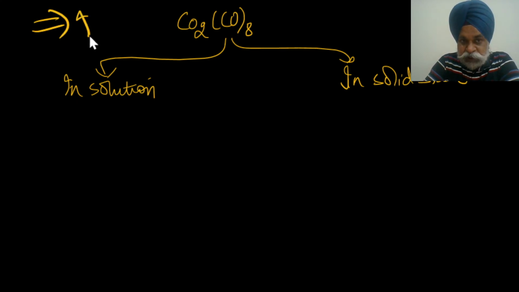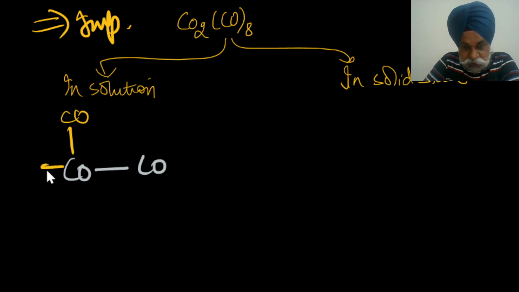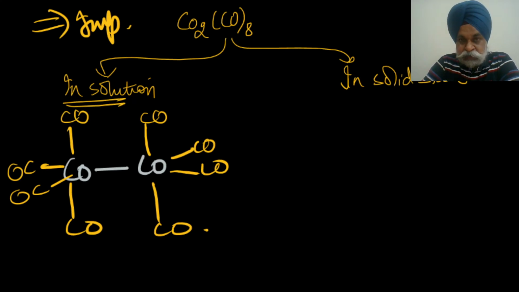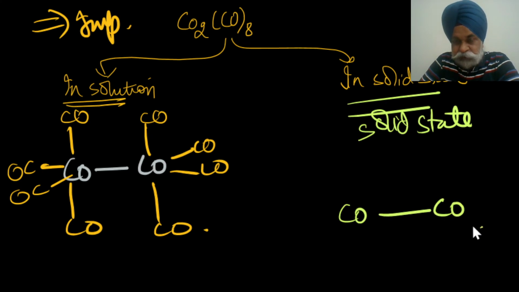So this again is a very important piece of information which you always have to keep in mind, that this particular complex has two different types of structures, in solution and in solid state. In solution, it exists with a cobalt-cobalt bond, and around it there are terminal CO groups which are 4 in number. This is in the solution, but in the solid state it does have a structure where the metal-metal bond is still there, but along with it, you would also find 2 bridged CO.